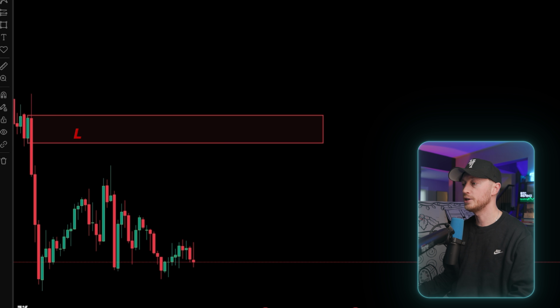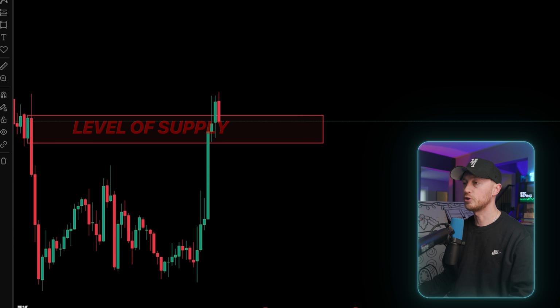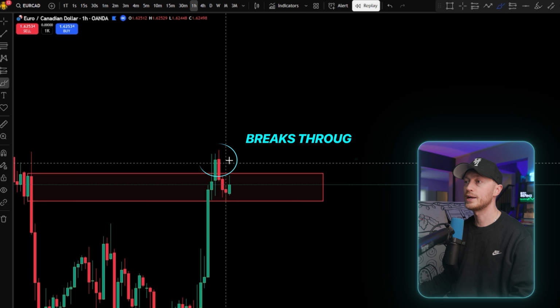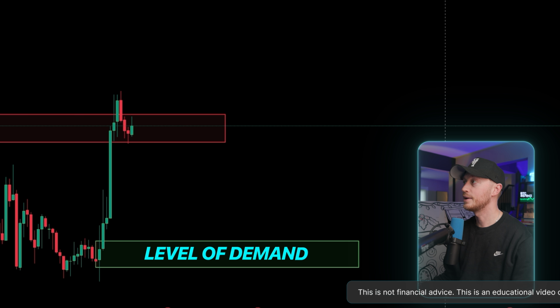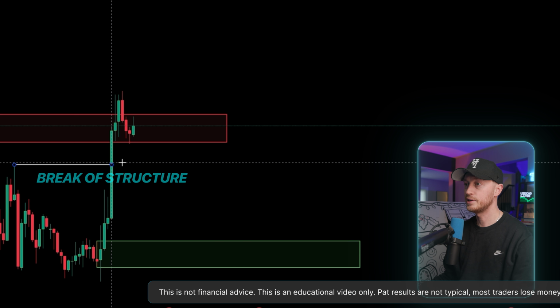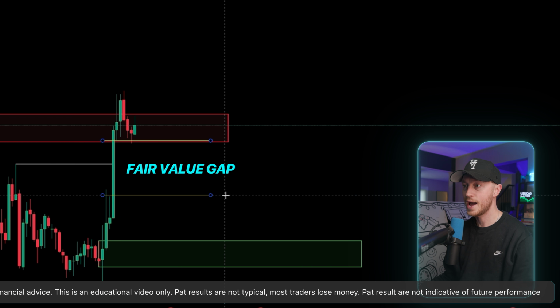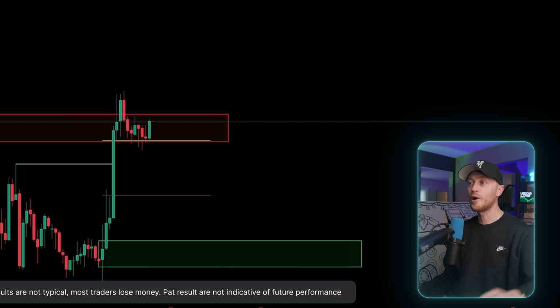Okay, I've got a supply zone right there. Price is starting to push up. Look, it breaks through that supply right there. Created myself a nice level of demand right there. Got a break of structure right here. Got a nice fair value gap. And you can do all this. You can mark this up now.